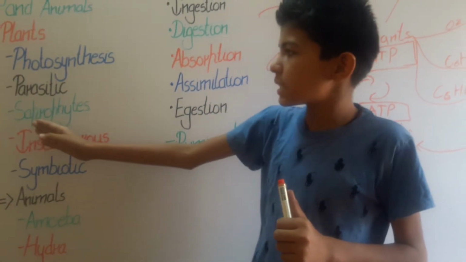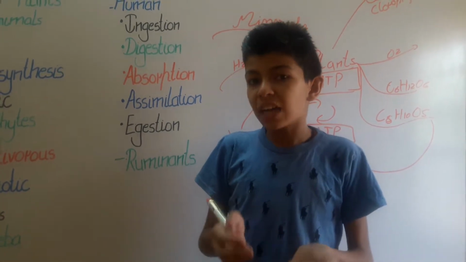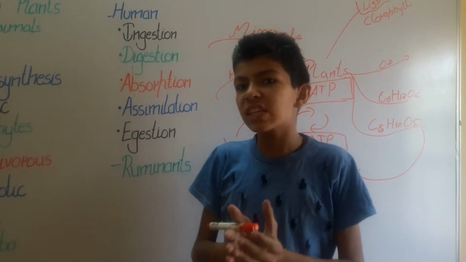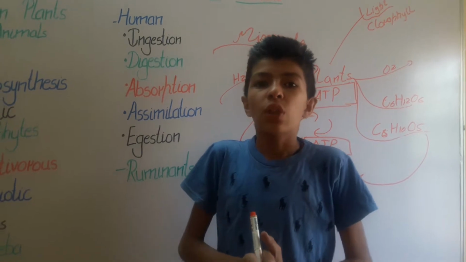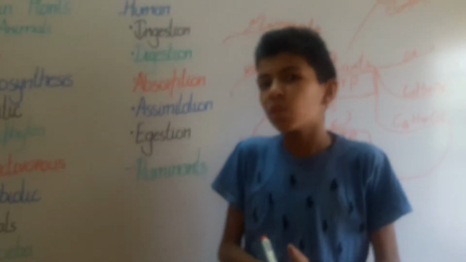Then we have saprotrophs. Saprotrophs are the plants which grow on dead decaying matter. Examples of these are fungi, mushrooms. Note that the fungi is not a plant. It is classified into its own kingdom called fungi.